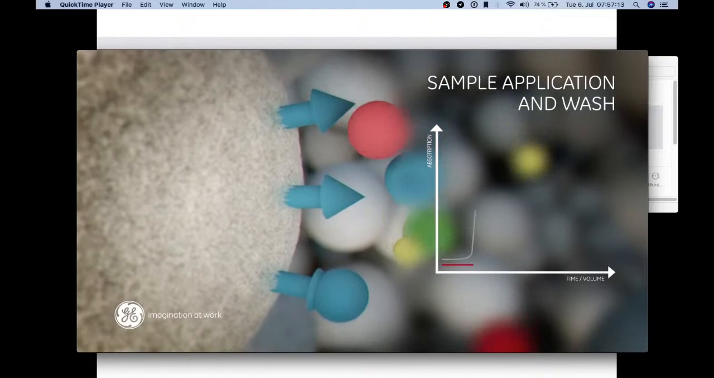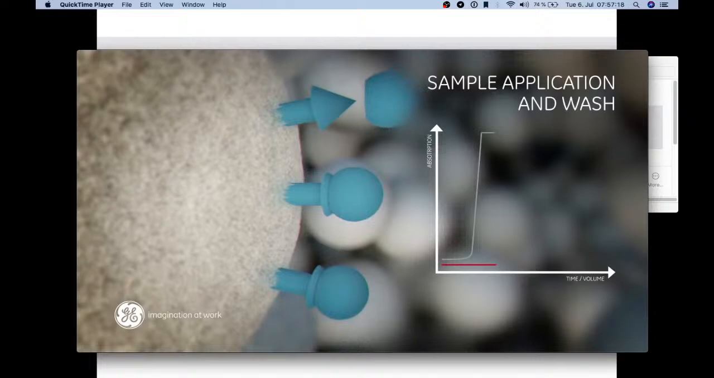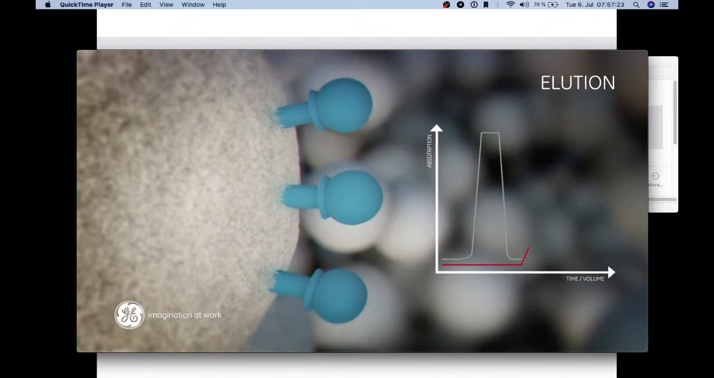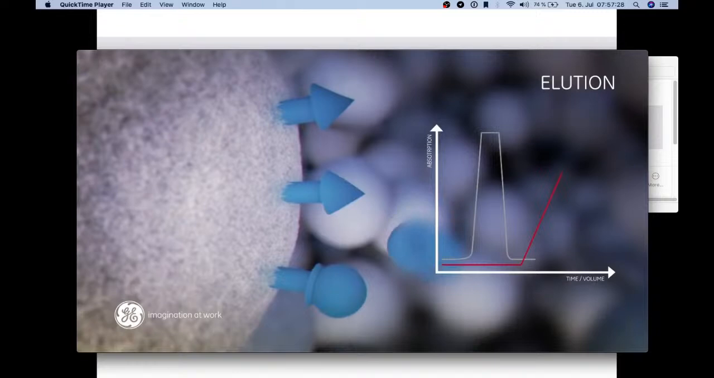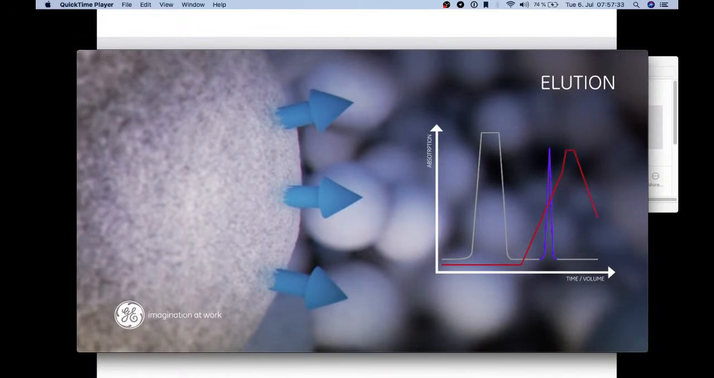Non-binding molecules will pass through in the flow-through during washing with binding buffer. In the third step, elution, biomolecules are released from the biospecific ligand into the elution buffer by a change in the buffer composition. A common way is to increase the pH of the buffer.